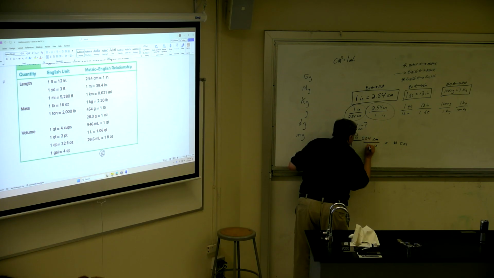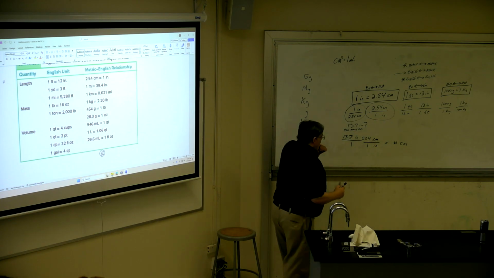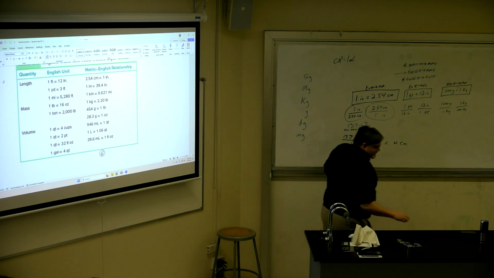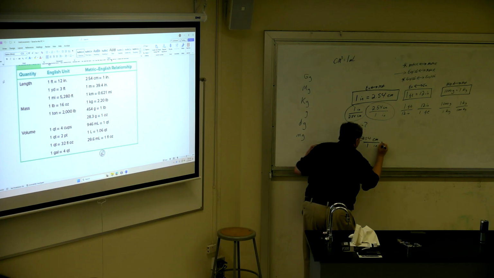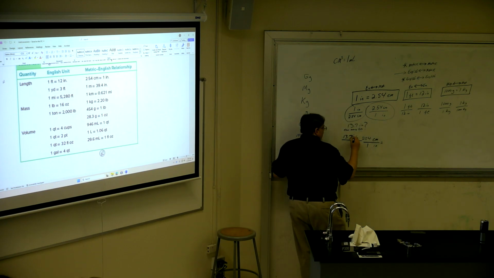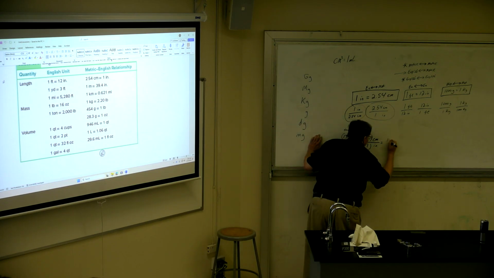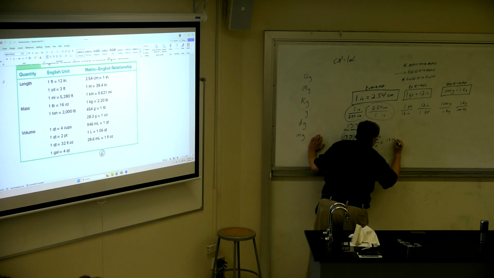All right, centimeters to inches. You've got that to work with. I'm going to use this 2.54 on top and 1 on the bottom. All right, and I'll do this too. When I'm working through these, I like to take all the numerical values and put them together like this.